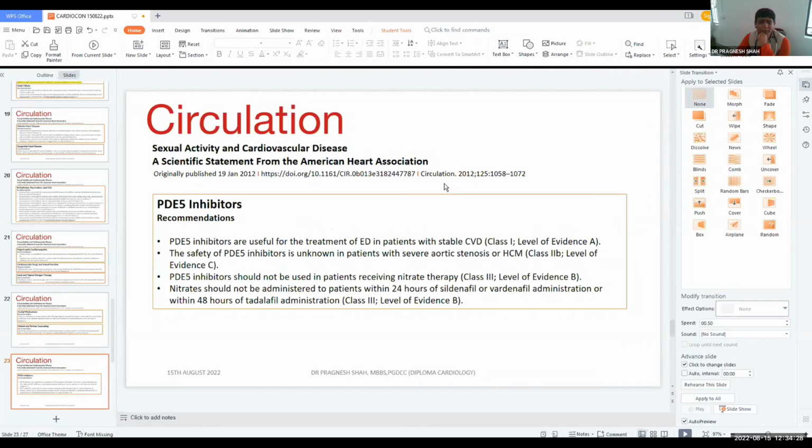Sexual activity and PDE5 inhibitors, we all know that they should not be combined with the nitrates, and they said that PDE5 inhibitors should not be used in patients receiving nitrates, and nitrates should not be administered to the patient within 24 hours of the sildenafil administration or within 48 hours of the tadalafil administration. But they said that you can give sildenafil or tadalafil for the treatment of erectile dysfunction in patients with stable CVD.